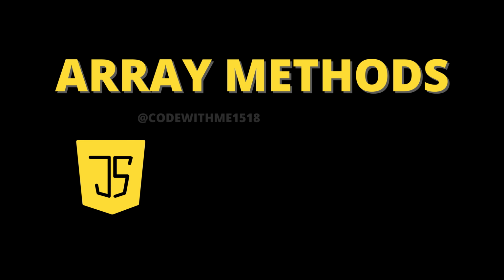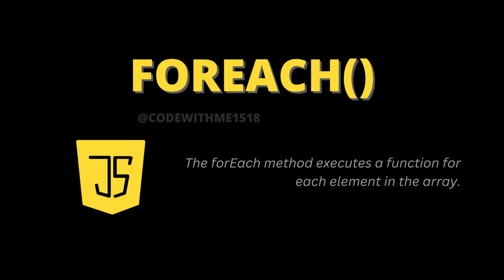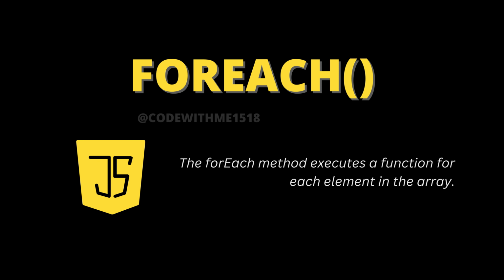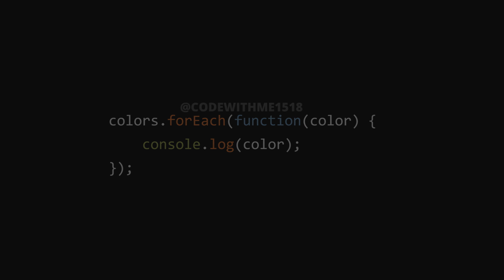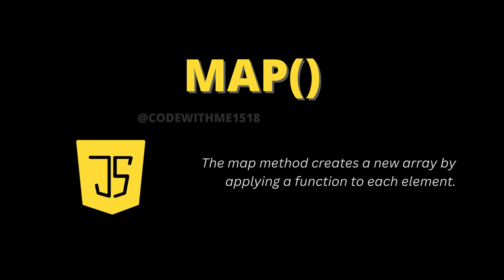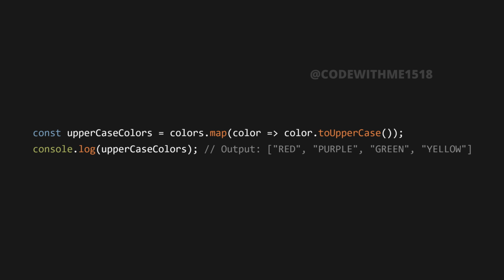Common array methods. JavaScript provides many useful methods to work with arrays. forEach. The forEach method executes a function for each element in the array. colors.forEach(function(color) { console.log(color) }). The map method creates a new array by applying a function to each element. const uppercaseColors = colors.map(color => color.toUpperCase()). console.log(uppercaseColors). Output: RED, PURPLE, GREEN, YELLOW.